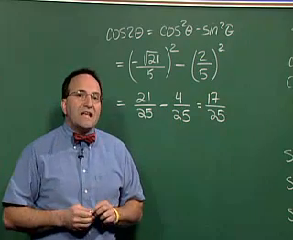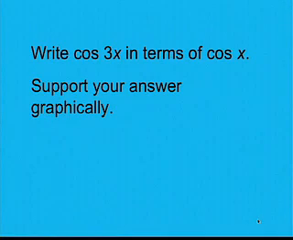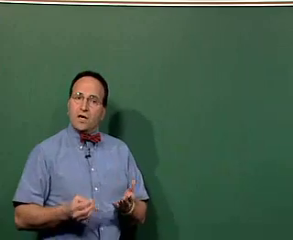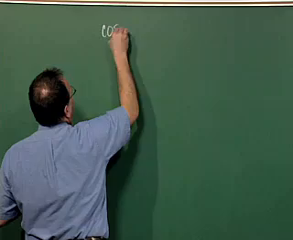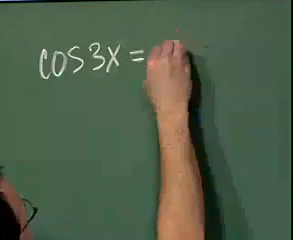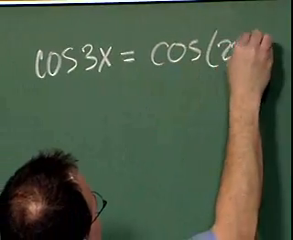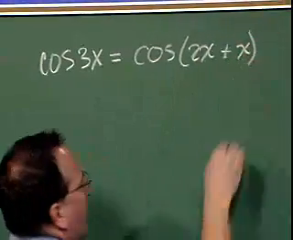But they can also be used to derive multiple number identities. In this next example, we'll find an identity, in this case, cosine of 3x, which we want to write in terms of the cosine of x. We then want to support that answer graphically. So, to start this off, we would write that the cosine of 3x would be the same as the cosine of 2x plus x.